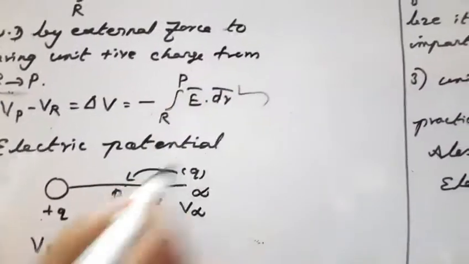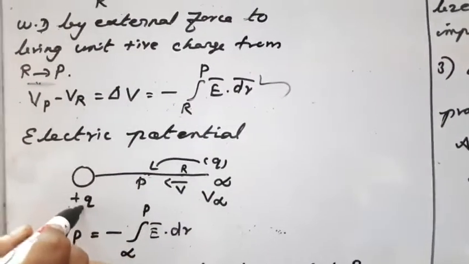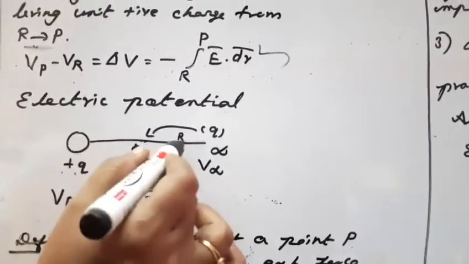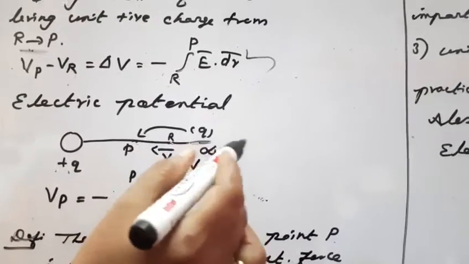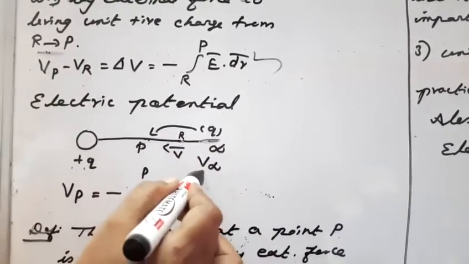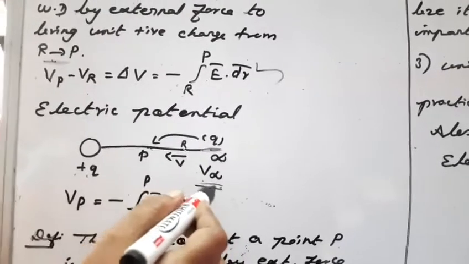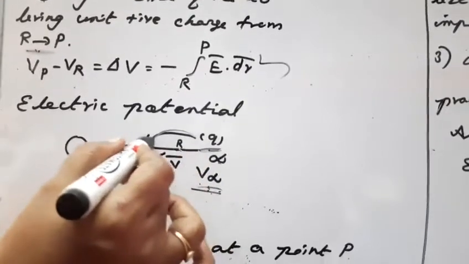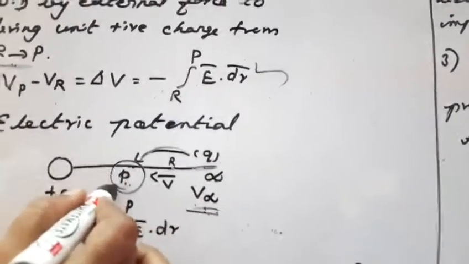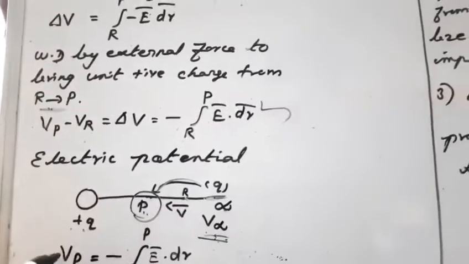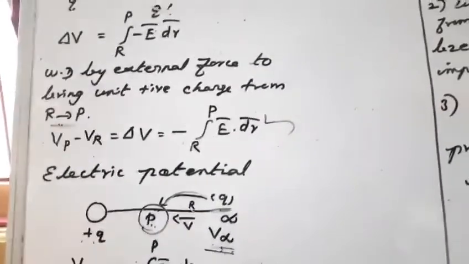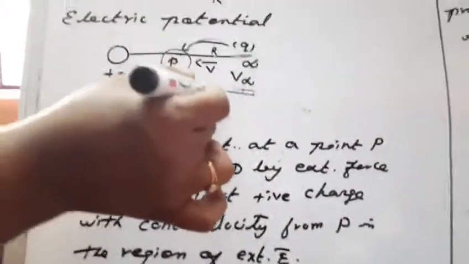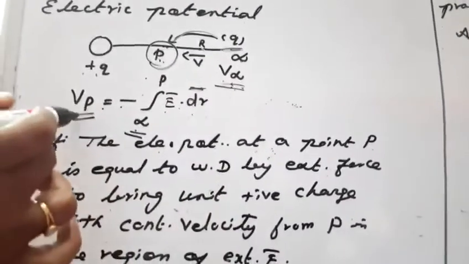Next, take a charge plus q, and on the opposite side the point R is there. Suppose the point R is at infinity. So at infinity we take the potential V infinity. Suppose V infinity is 0, and the charge is brought from infinity to near the point P, that is the electric potential. Therefore, Vp equals minus the integral from infinity to P of E vector dot dr vector. Here Vp is known as the electric potential.